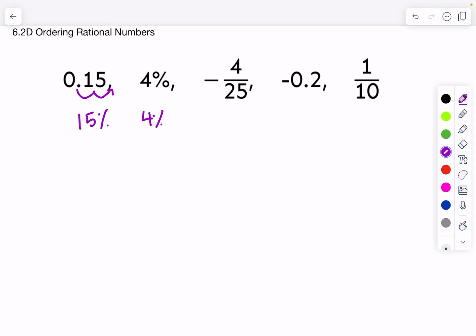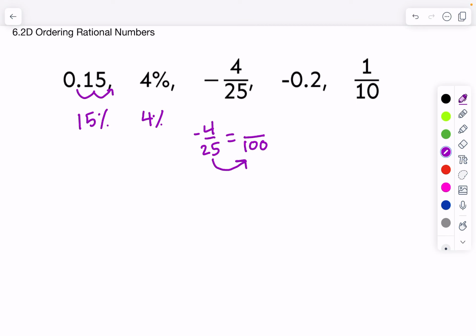The third one is a fraction, and so what I'm going to do is set up a proportion. This is not the only way to do it. This is just my preferred. You could divide, convert it to a decimal, and then go to a percent. There's nothing wrong with that.